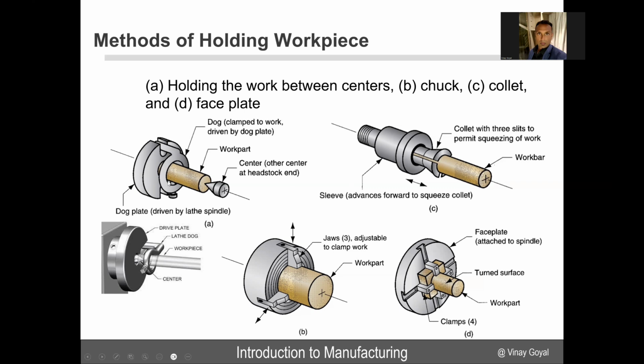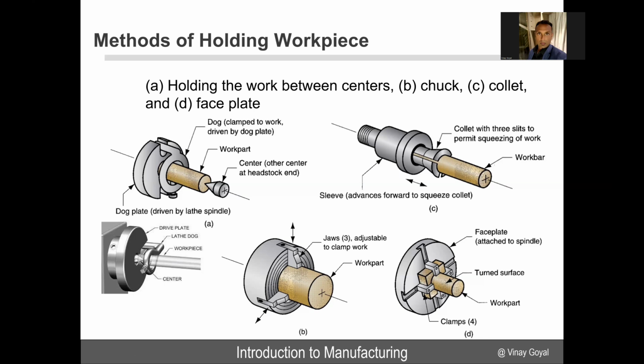There are various methods in industry of holding the workpiece: holding the work between centers, chuck, collet, and faceplate. So here you can see the dog plate, which allows you to clamp the work part, and that's driven by this drive plate here. This is your work part, and then you have the center at the headstock end. Here's a more visual view of that. Instead of this cartoon, you can see here in 3D what is going on. Here's your workpiece, the lathe dog, the drive plate, and the center.